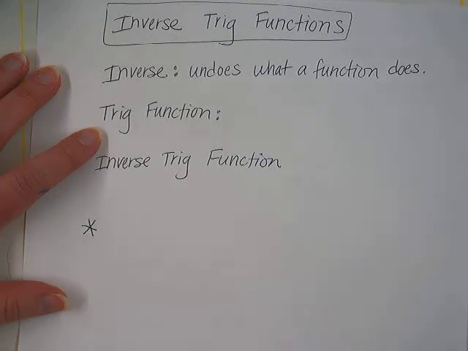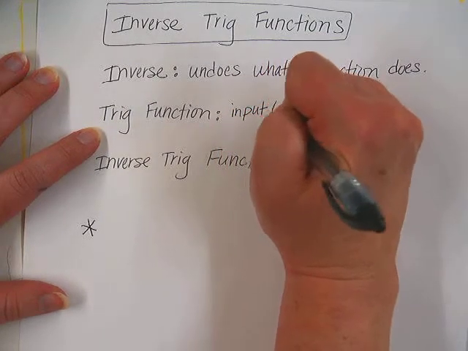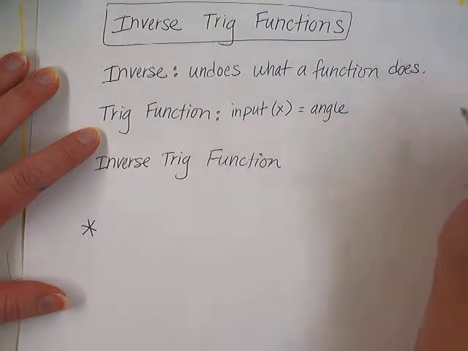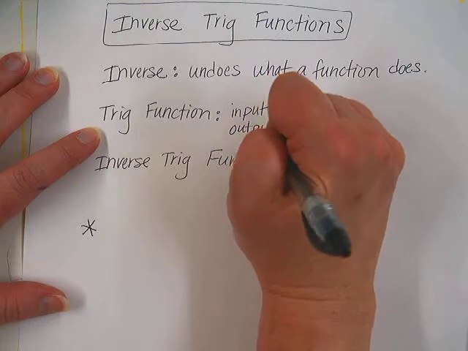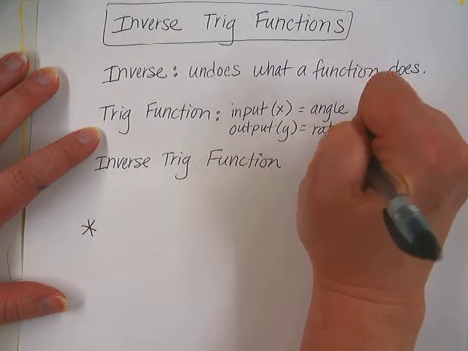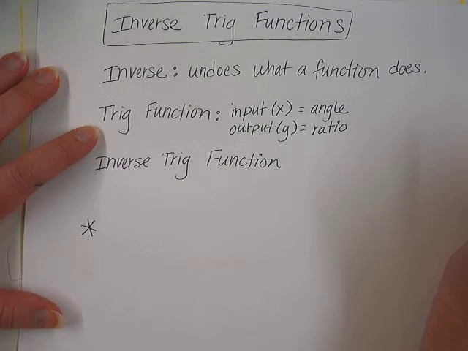With trig functions, our input, or x value, is an angle in degrees or radians. But our output, or the y value, is a ratio. And the ratio has limitations depending on which function we're talking about. Like, for example, sine, the ratio can only be between -1 and 1.